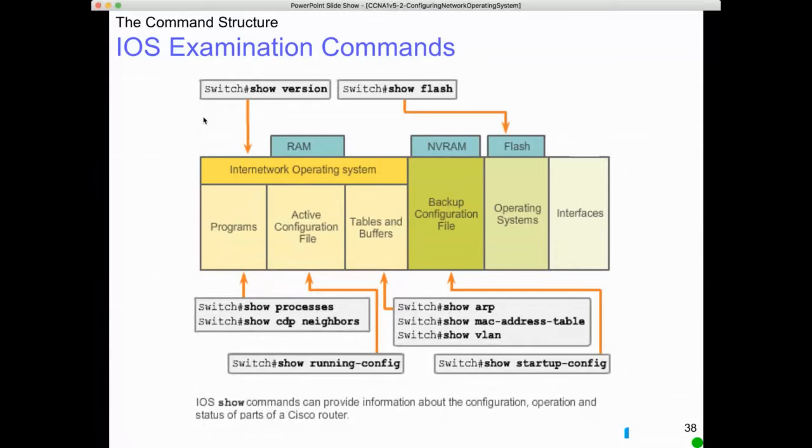Show flash is kind of like the dir command in DOS. It'll show you all the files. As a matter of fact, dir works as an alias. It'll show you all the files present in the flash memory. Show interfaces, you can see, well, what interfaces does this device have? What are their IP addresses?